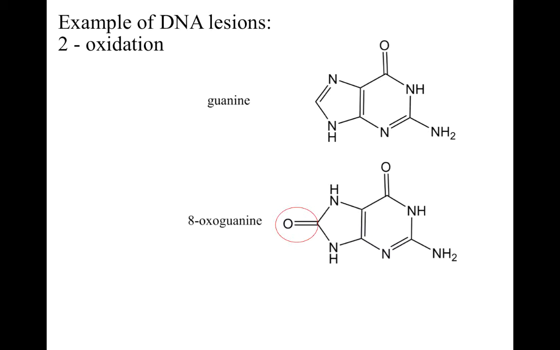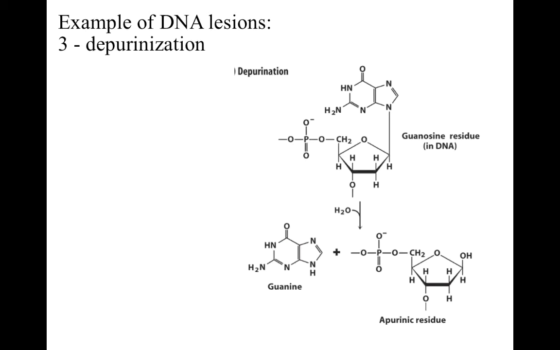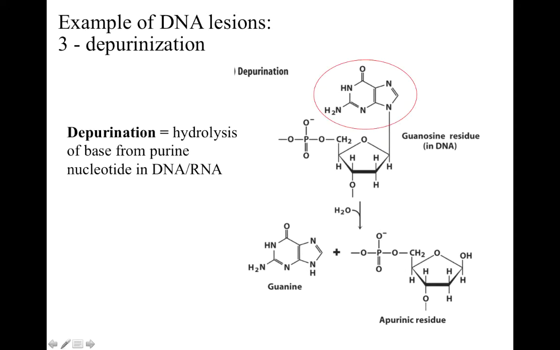Another example of a DNA lesion is oxidation of a base. An example is guanine can become oxidized to form 8-oxoguanine, and then 8-oxoguanine can form base pairs with adenine. Another lesion is depurination. Depurination is the process in which you can have hydrolysis of the base from a purine nucleotide in RNA and DNA, and this results in an apurinic residue.